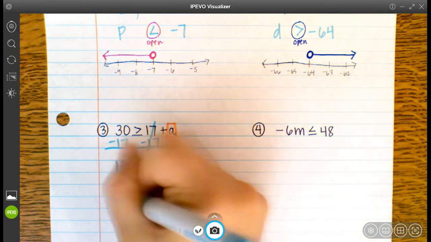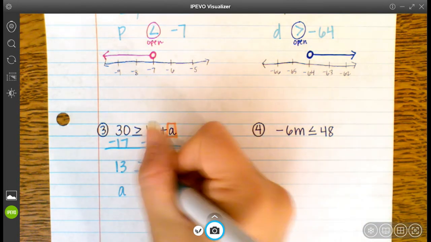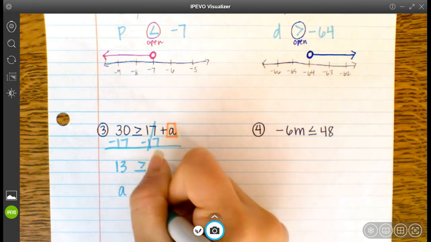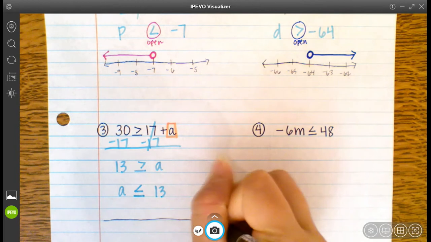So we're going to swap it around. And when we swap it around, don't forget to swap your sign. Your symbol is pointing towards the a. So when you swap it, it should still be pointing towards the a. And now we can actually graph it on our number line.